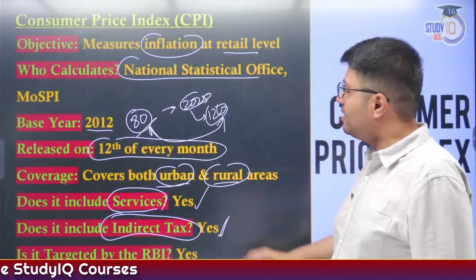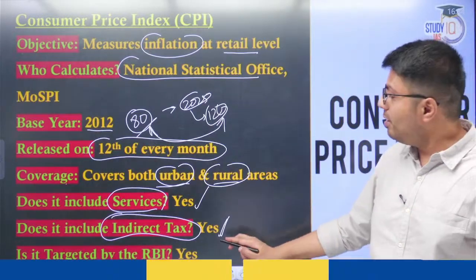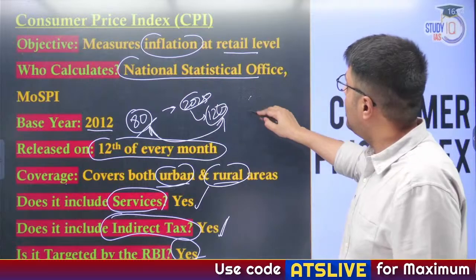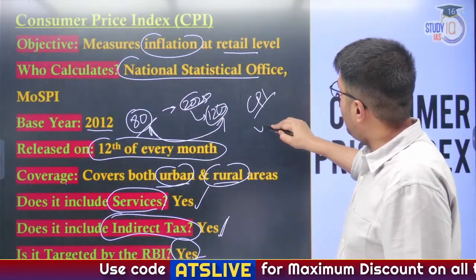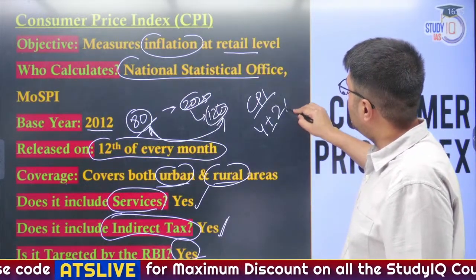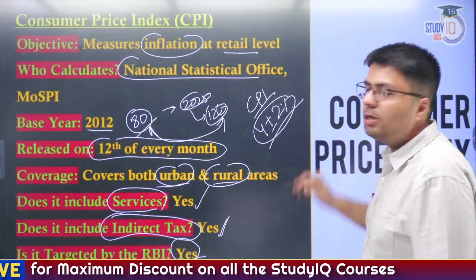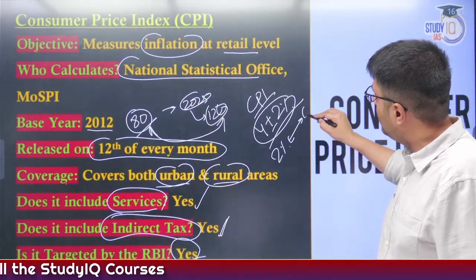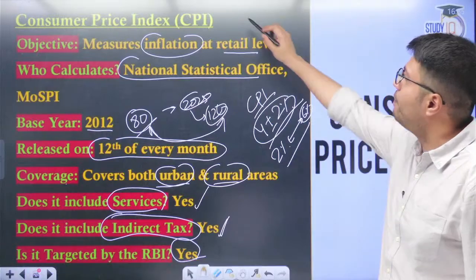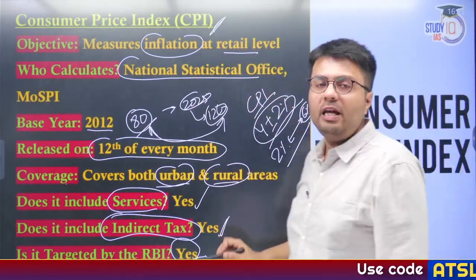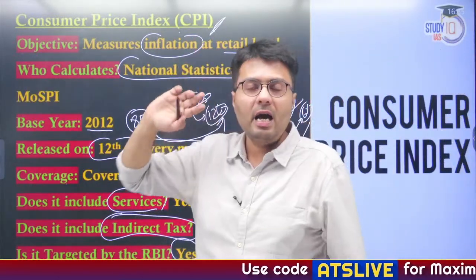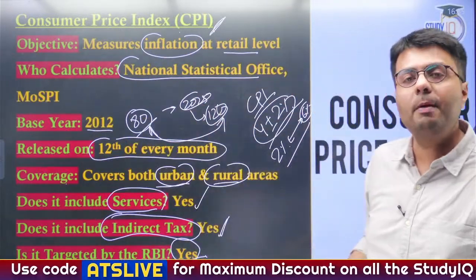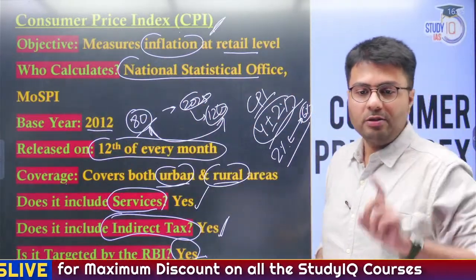That is why it covers indirect tax, and it is actually targeted by the RBI because it is statutorily mandated on the RBI to keep the inflation level at 4 plus minus 2%, which means it is the responsibility of the RBI to keep the level of inflation between 2% and 6% of CPI, right? Based on this inflation level only, that is CPI, the RBI decides whether to increase the repo rate or to reduce the repo rate to control inflation levels. Understand?